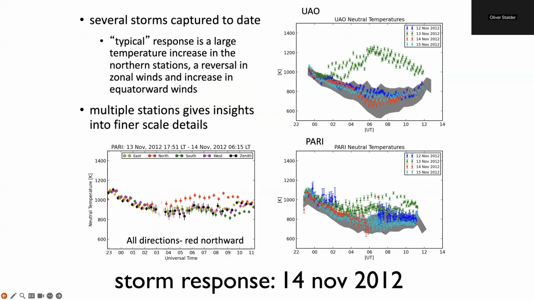This is another example showing the temperature for the various directions. And in this case, the lower panel on the left shows how, looking to the north, you could see temperature at about 100 to 150 K hotter. Then you have the temperatures for the other nights shown for the two observatories, Perry and Urbana, Illinois.